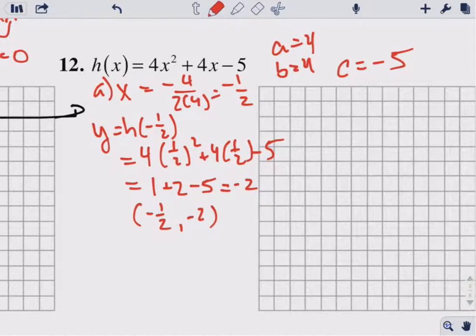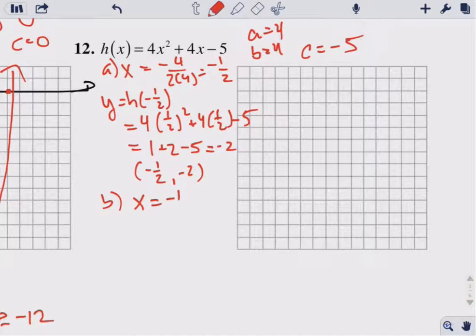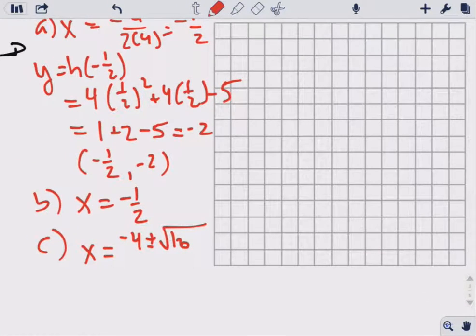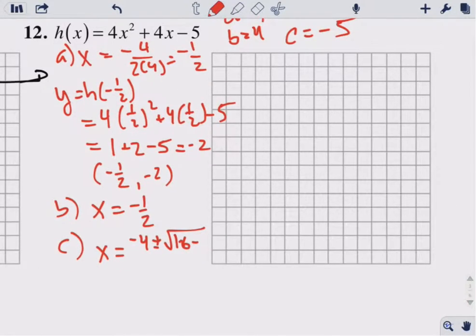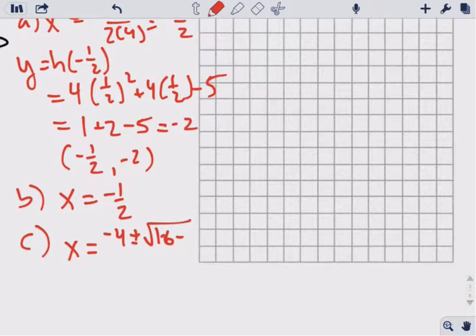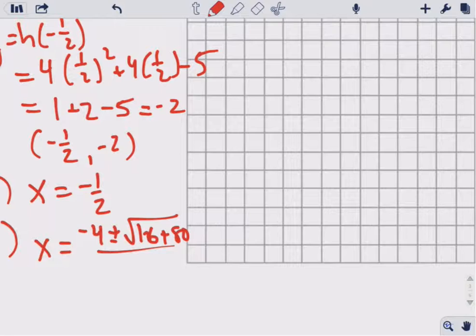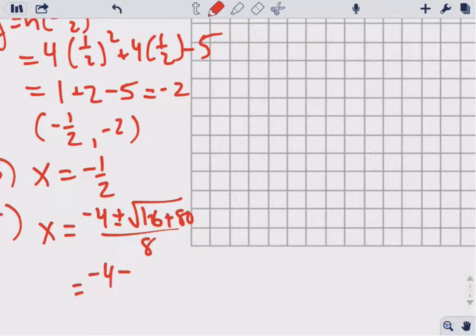Let's find the vertex. Everything else works out the same. Axis of symmetry, negative 1/2. Zeros: that's not factorable, so we've got to use the quadratic formula. Negative b plus or minus the square root of b squared, 16, minus 4ac. 4 times a is 16 times c. 16 times negative 5 is negative 80. So 16 plus 80 is 96, and 2 times 4 is 8. x is equal to negative 4 plus or minus the square root of 96 over 8.